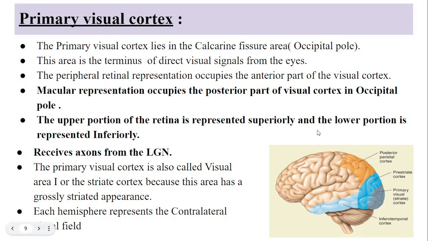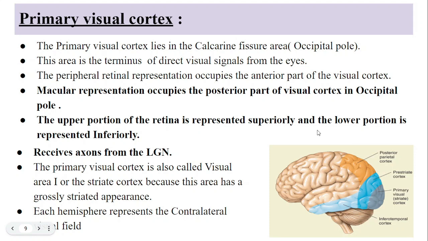Primary visual cortex. The primary visual cortex, also known as V1 or the striate cortex, is located in the occipital lobe of the brain, specifically in the calcarine area. This area is the terminus of direct visual signals from the eyes, and it is responsible for processing and analyzing visual information from the retina.